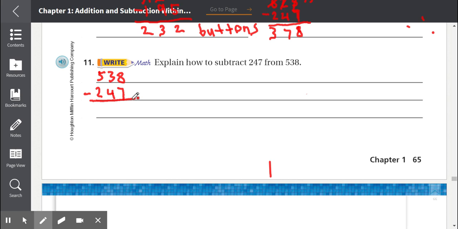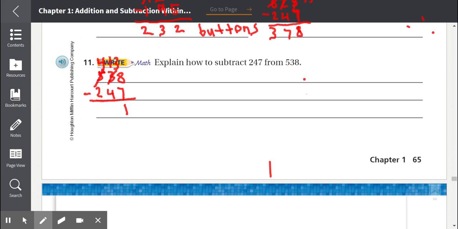So now we start solving from the ones place. 8 minus 7 is 1. 3 minus 4, we can't do that. So we have to borrow from our neighbor. The 3 borrows from the 5. It takes 1 away from the 5. So now the 5 has 4. And now this 3 can become a 13 because the 1 you took away, you put in front of the 3, it becomes a 13.